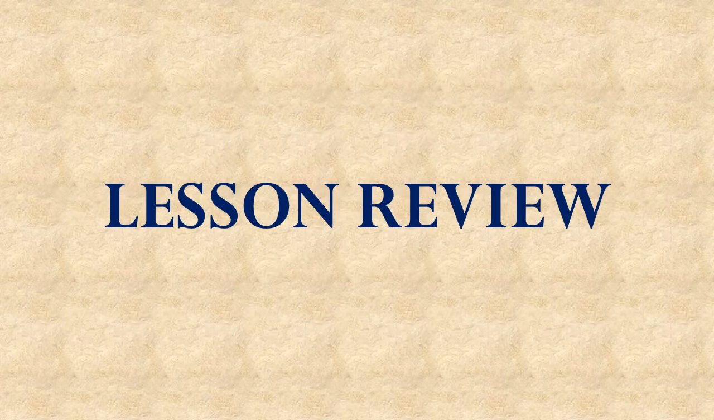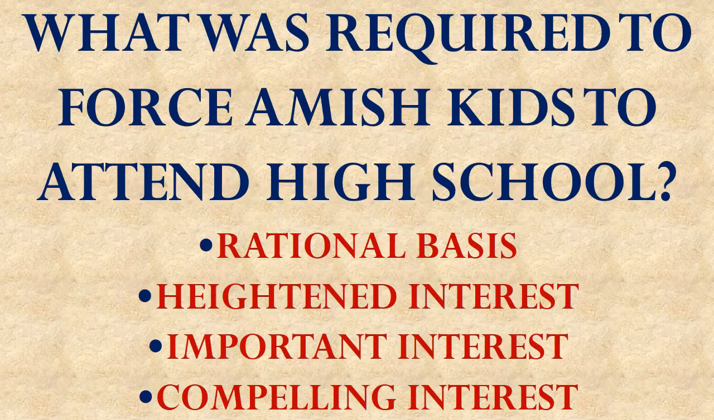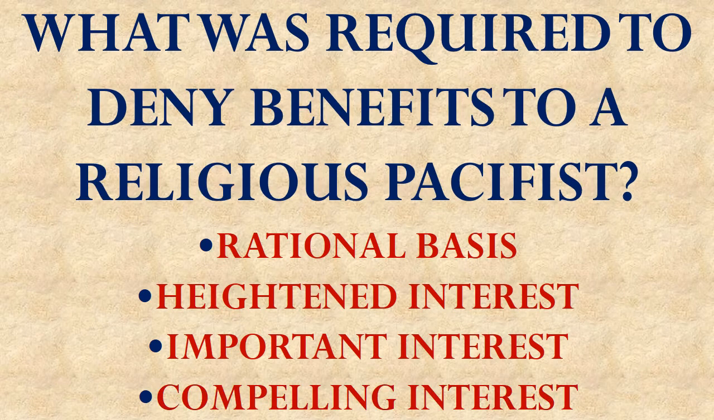All right, so now let's review what we learned in this lesson. What was required to force Amish kids to attend high school? Was it rational basis, heightened interest, important interest, or compelling interest? In that case, the Supreme Court required a compelling interest. What was required to deny benefits to religious pacifists in the case of Thomas versus Indiana? Was it a rational basis, a heightened interest, an important interest, or a compelling interest? It was a compelling interest because they were treating this pacifist religious convictions as a fundamental freedom.